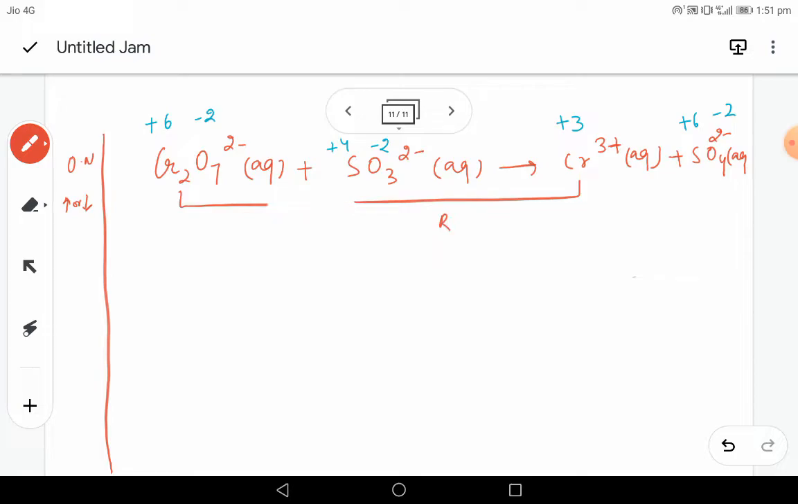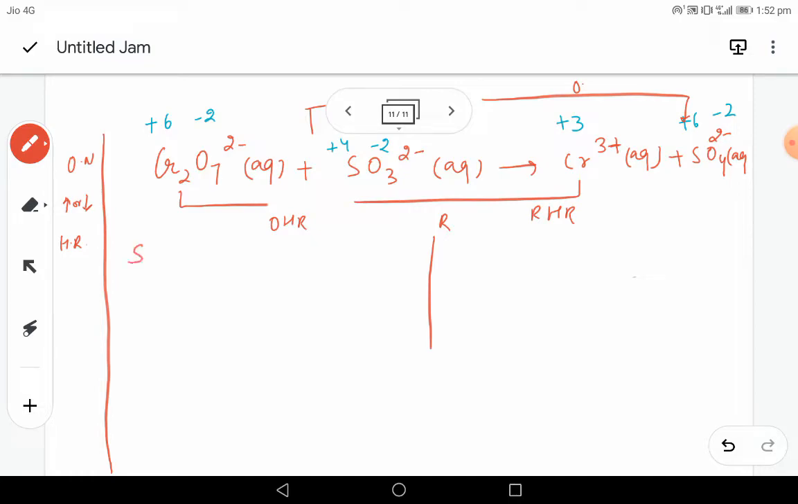And oxygen, it is -2, -2, -2 everywhere, so there is no change. Sulfur, it is plus 4 and here it is plus 6. So we can see that the oxidation number has increased. When the oxidation number increases, it is called oxidation. Now we have found the increase and the decrease in the oxidation number. Third step is to write the half reactions, that is oxidation half and reduction half.